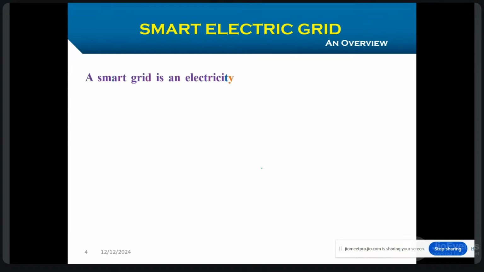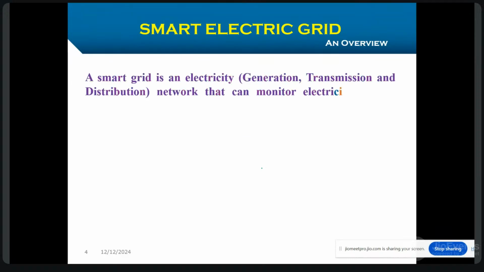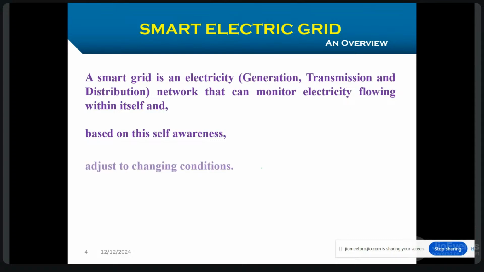A smart grid is an electricity network. As we have discussed, we have generation, transmission, as well as distribution. So a smart grid is an electricity network that can monitor the electricity flowing within itself. So we should be able to monitor. The smart grid is the one which has the information of what is happening within itself. It can monitor the electricity flowing within itself, and based on this self-awareness, it should be able to adjust to the changing operating conditions.